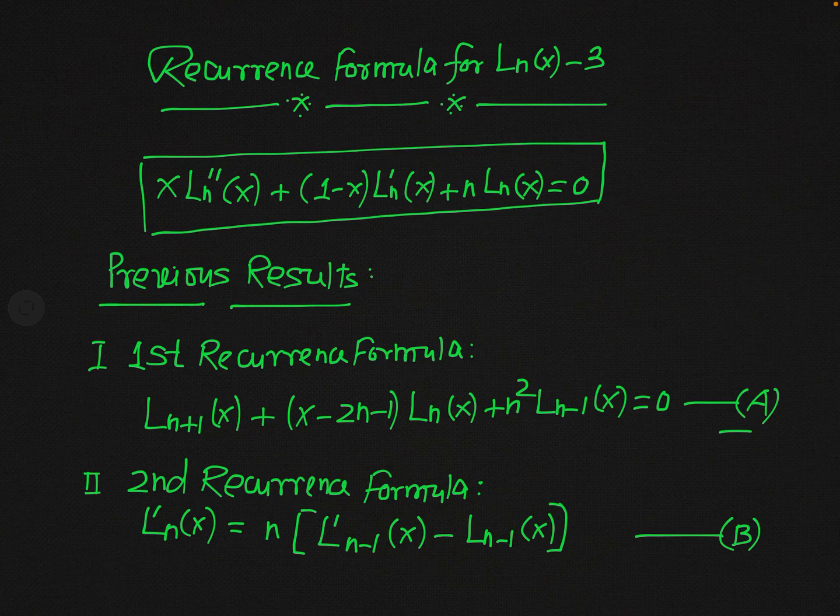As you can see, in this third recurrence formula there is a second order and first order derivative of ln of x, and in the first recurrence formula there is ln of x, not its derivative. So definitely, if you want to prove this third recurrence formula with the help of the recurrence formula defined in A, you should differentiate the result defined in A with respect to x 2 times. So first of all, we will differentiate equation A with respect to x.